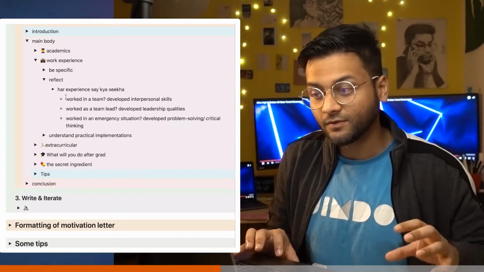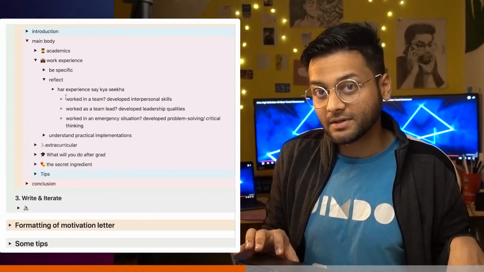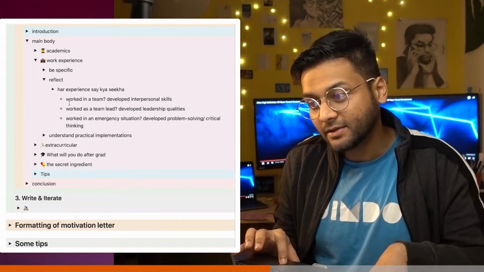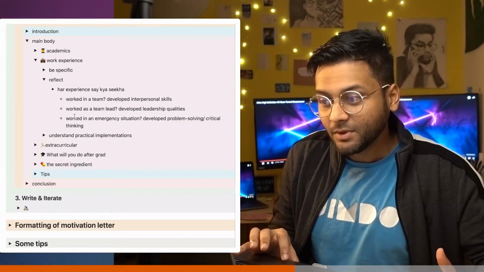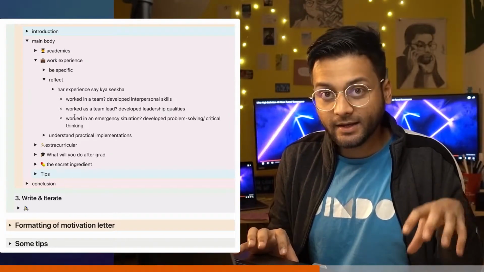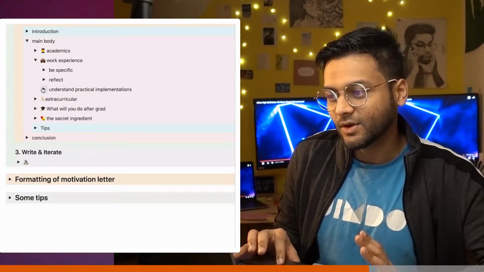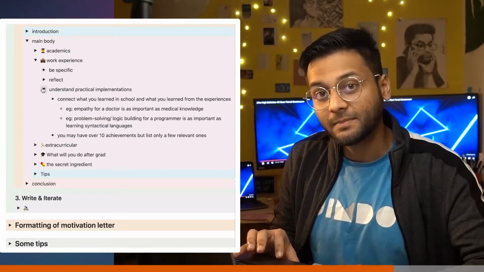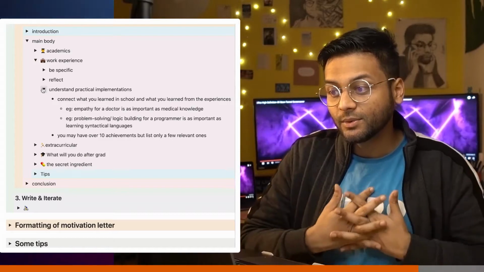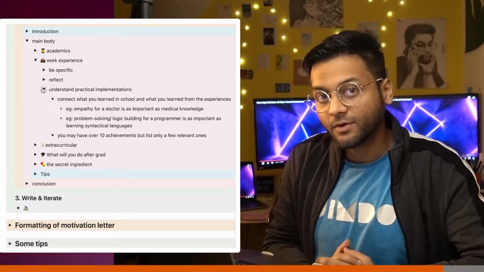For example, if you worked in a team, you developed interpersonal skills. You worked as a team lead, so you developed leadership skills. And maybe you worked in an emergency situation, and here you developed problem solving and critical thinking skills. Once you have done this, you have to talk about understanding the practical implementation of this, and you have to connect what you learned in school with what you learned from these experiences.